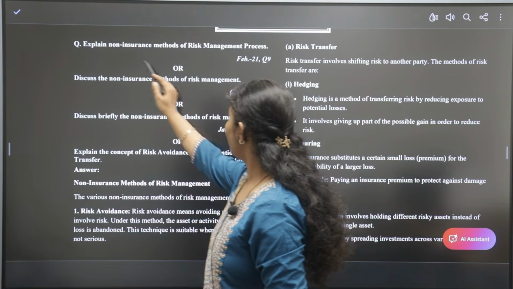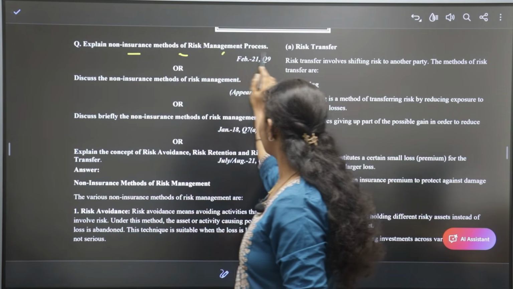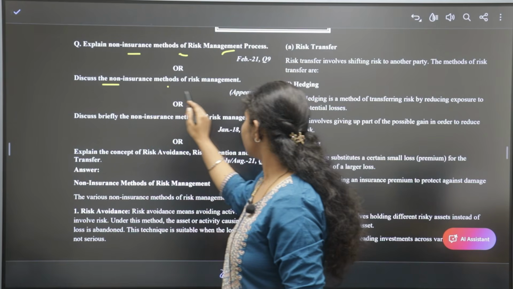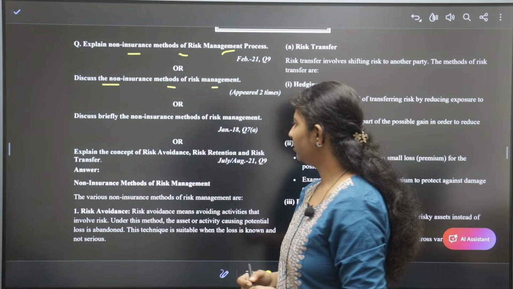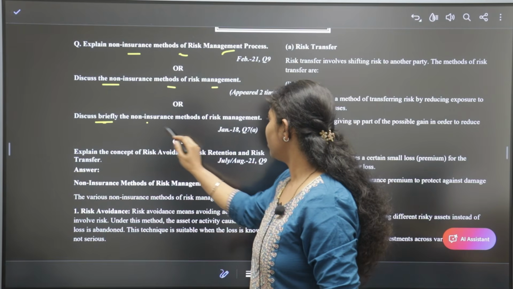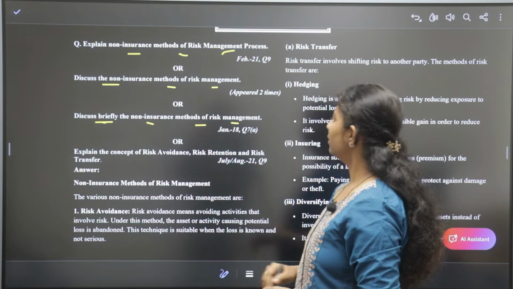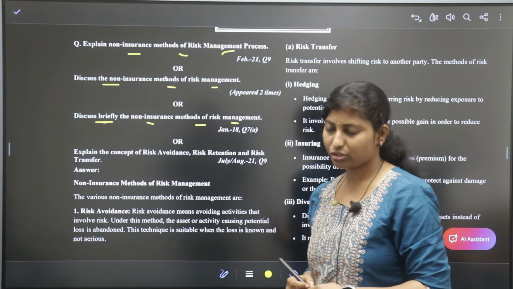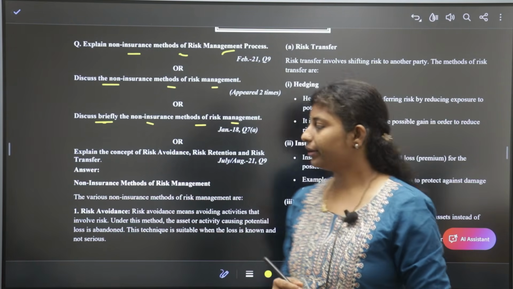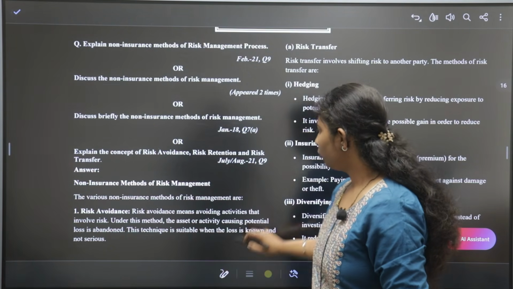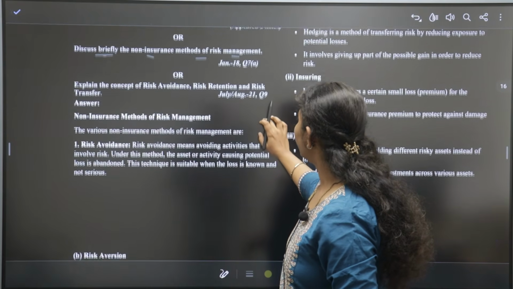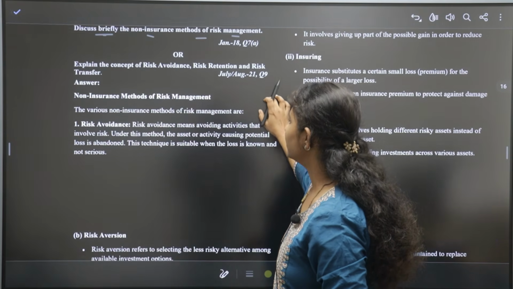Important questions. First question: explain the non-insurance method of risk management process. They may ask to discuss the non-insurance method of risk management, or discuss briefly the non-insurance method and risk management. All three are different questions, but similar answers we are going to cover. Here let's discuss risk avoidance, risk retention and risk transfer.